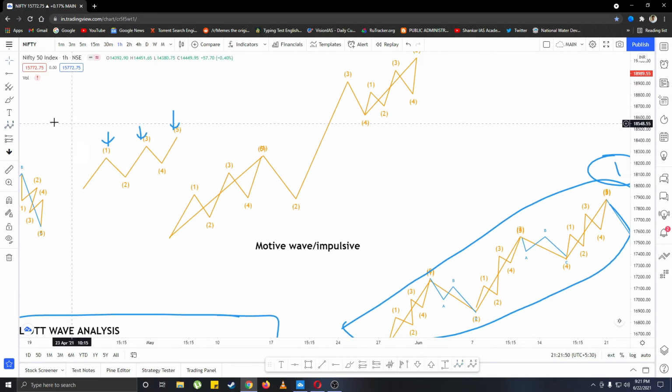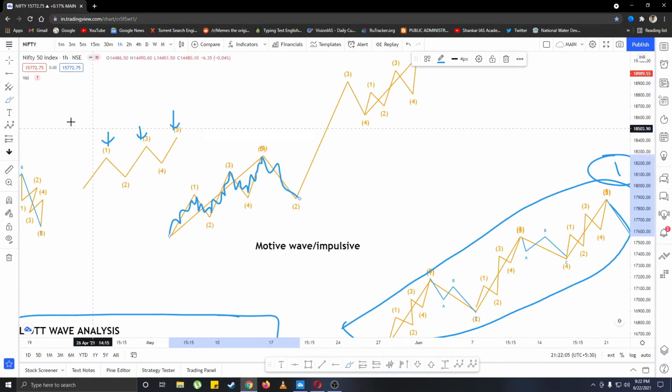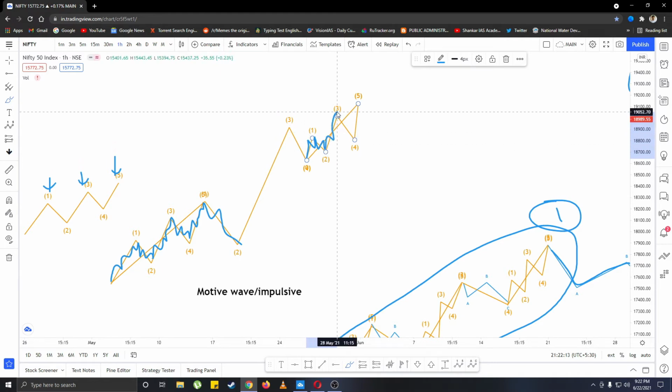Then the important point is that the leading diagonal is made of a motive wave 1, 2, 3, 4 and 5, an ABC correction, 1, 2, 3, 4 and 5, an ABC correction, and a 1, 2, 3, 4, 5 and an ABC bigger correction. But in an ending diagonal, all the waves are corrective waves. So we have an ABC, ABC, ABC, ABC and an ABC. So all the waves are corrective waves in an ending diagonal.